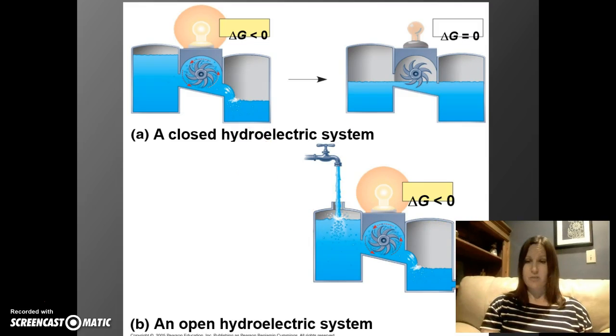In an open hydroelectric system, we have a constant input of water. When that occurs, this level never goes down. Therefore, the water continues to flow downwards, releasing that energy to cause work. There we go, right? And it never hits equilibrium, and therefore delta G is less than 0 or negative.